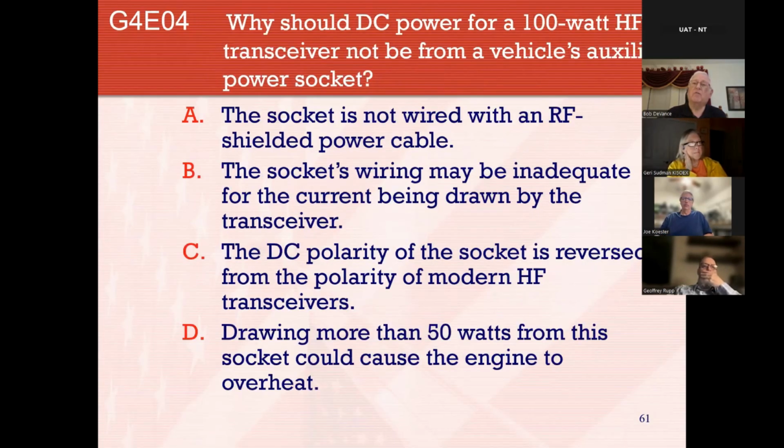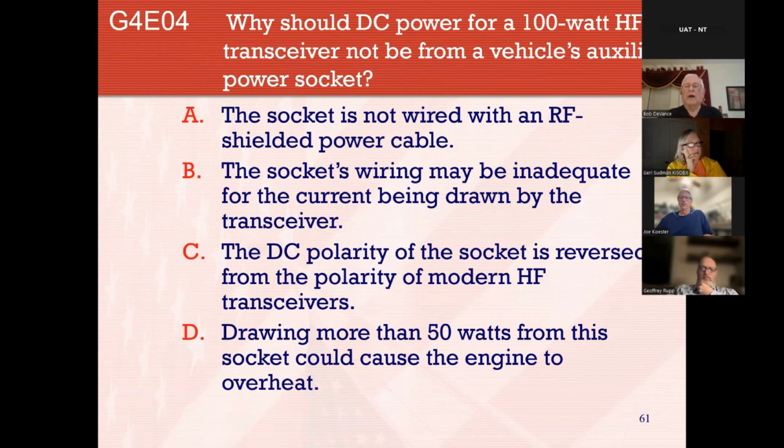Why should DC power from a 100-watt HF transceiver not be from a vehicle's auxiliary power socket? They're talking about the cigarette lighter socket here, basically. When we put that 100-watt radio online and we turn it to 100 watts power out, most of those are going to draw between 20 and 22 amperes of current.